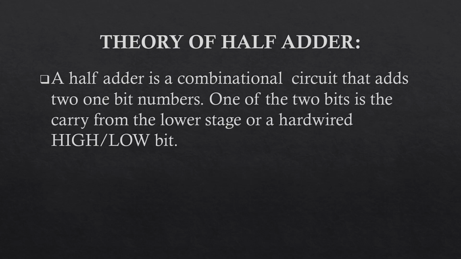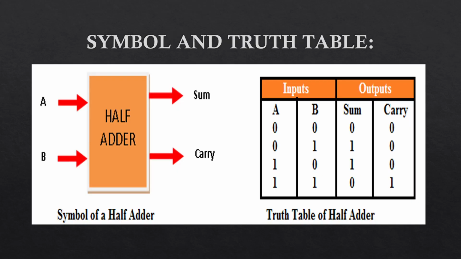So first let's look into what a half adder is. So half adder is nothing but a combinational circuit that adds two 1-bit numbers. So one of the 2 bits is the carry from the lower stage or a hardwired high or low bit. So here we have the symbol of the half adder and we could see that our inputs are A and B and our outputs are sum and carry.